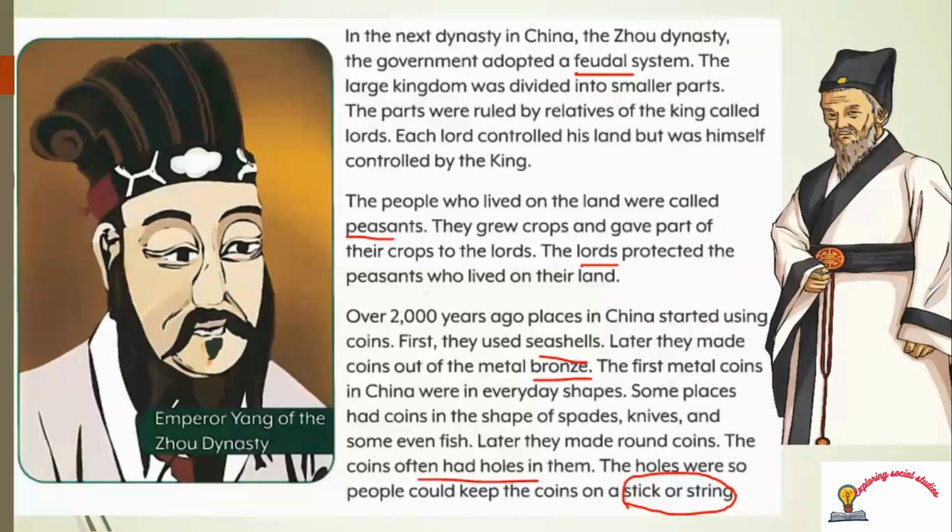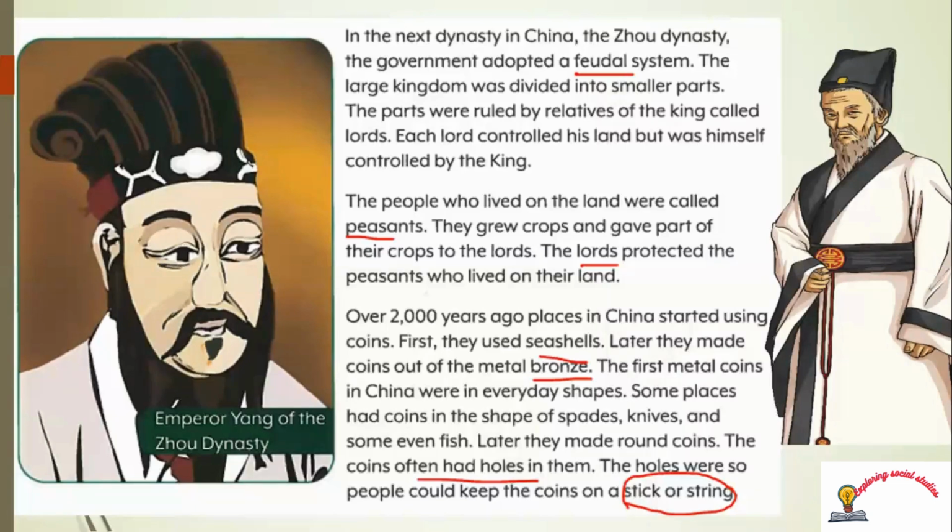The large kingdom was divided into smaller parts. The parts were ruled by relatives of the king called lords. Each lord controlled his land but was himself controlled by the king. The people who lived on the land were called peasants. They grew crops and gave parts of their crops to the lords. The lords protected the peasants who lived on their land.